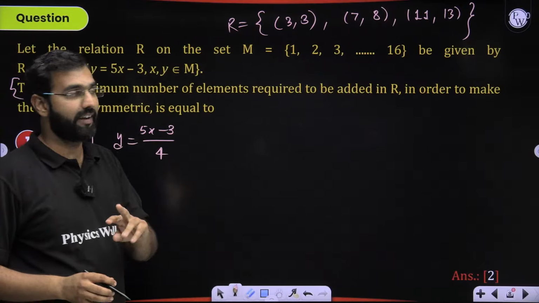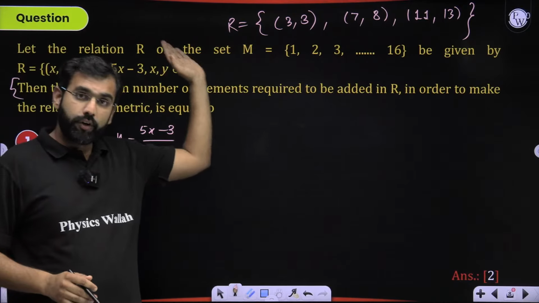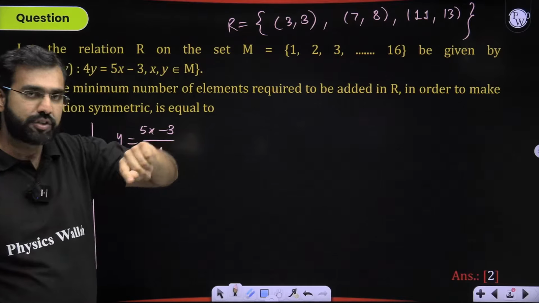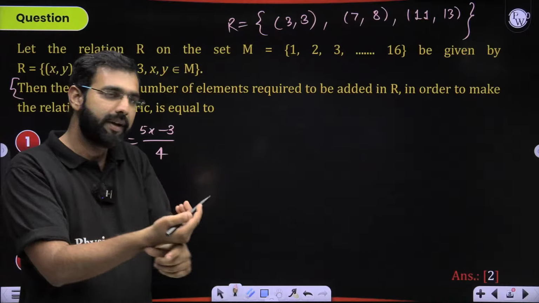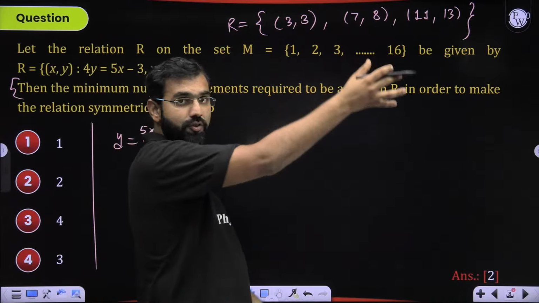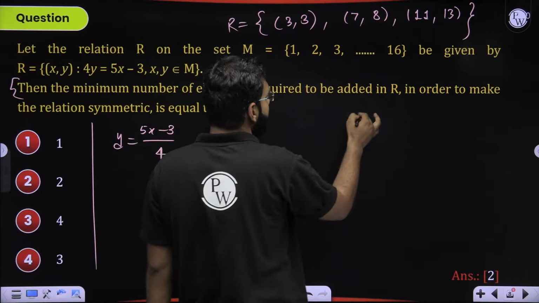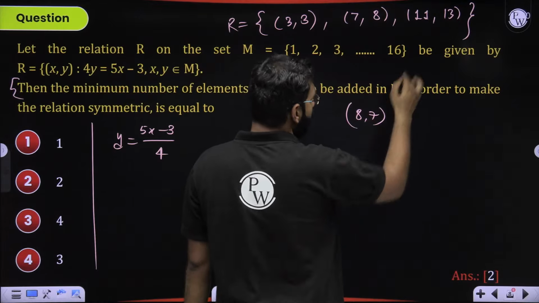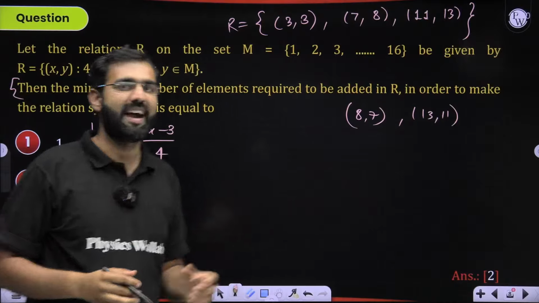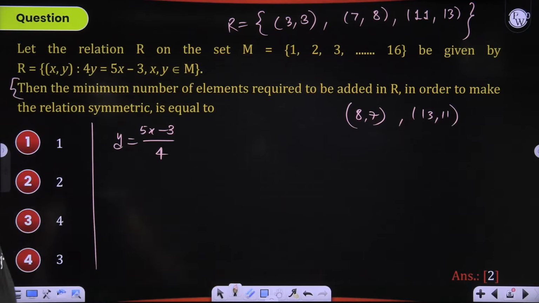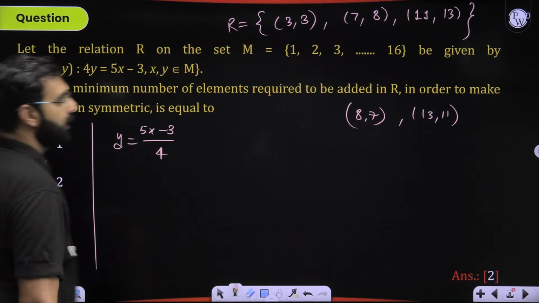I hope you understand. Reflexive means what? All the domain elements should be repeated with the same image, but it is asking us to make it symmetric. Symmetric means A comma B, then B comma A, which means if 3 comma 3 is there, 3 comma 3 should be there, which is already there. So 7 comma 8, 8 comma 7 should be added. For 11 comma 13, 13 comma 11 should be there. So if these two elements are added, it will become symmetric. What are we asked? The minimum number of elements. Answer option B. Everybody got that?